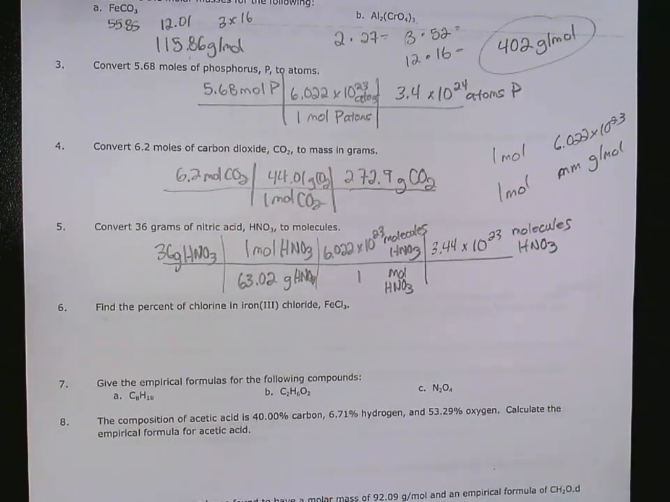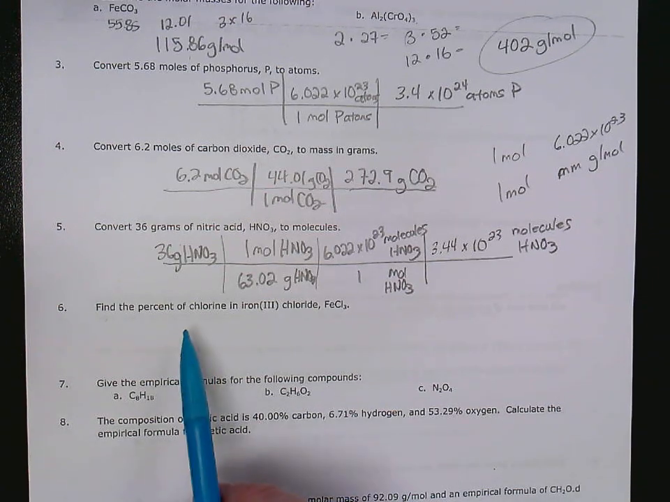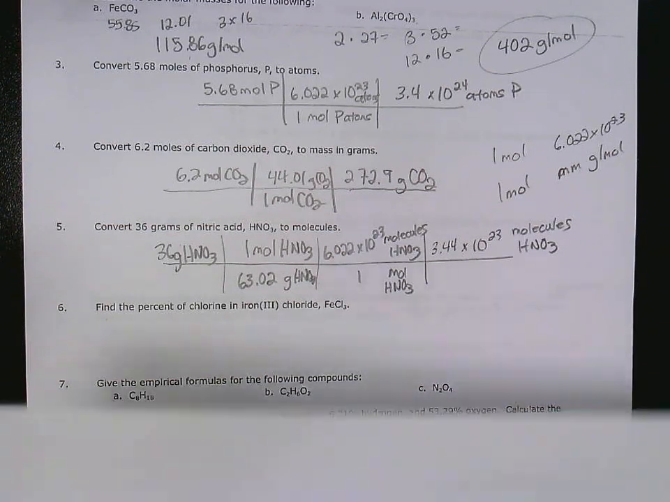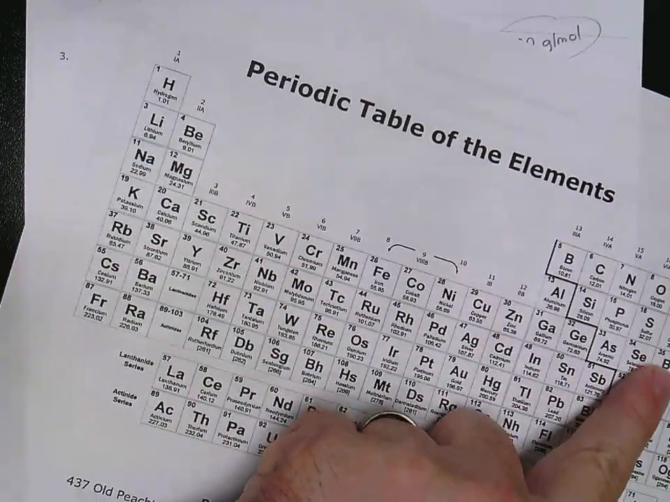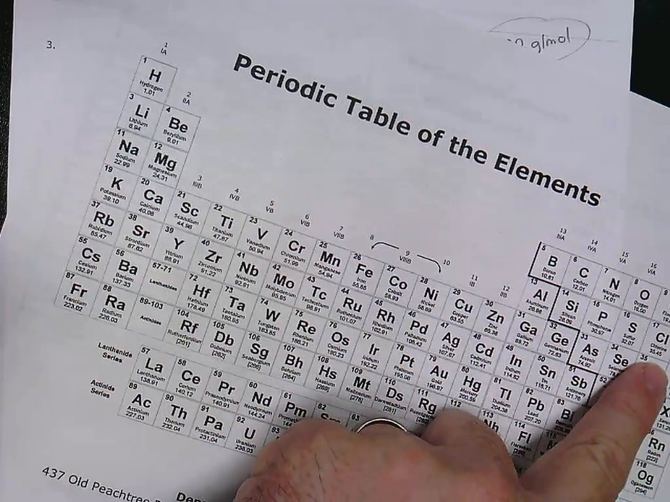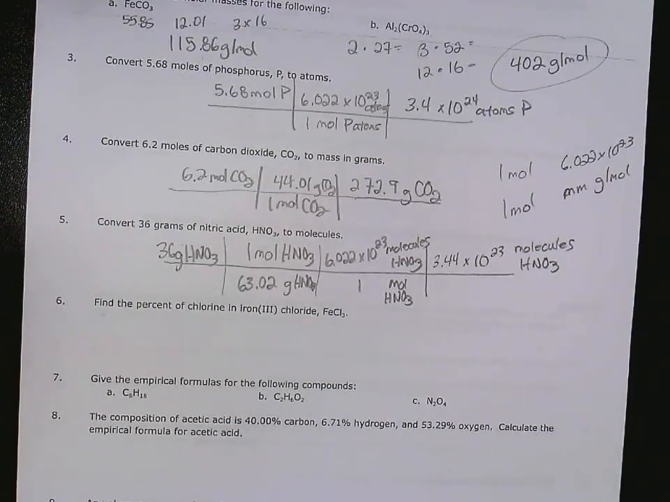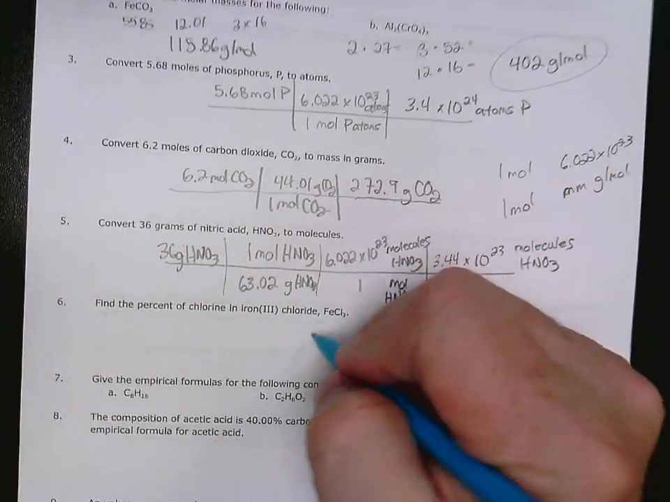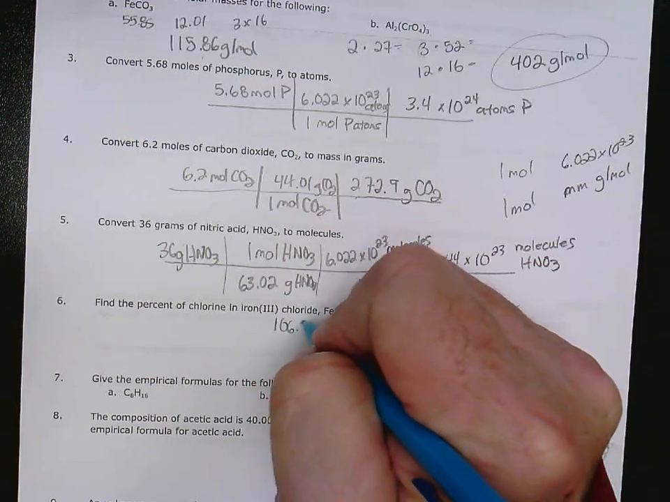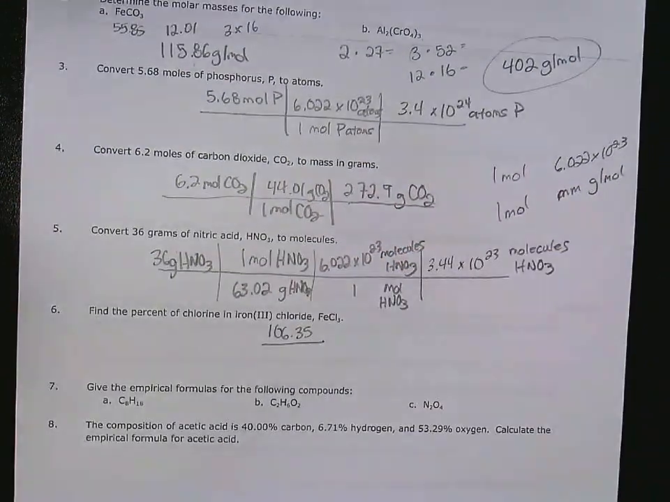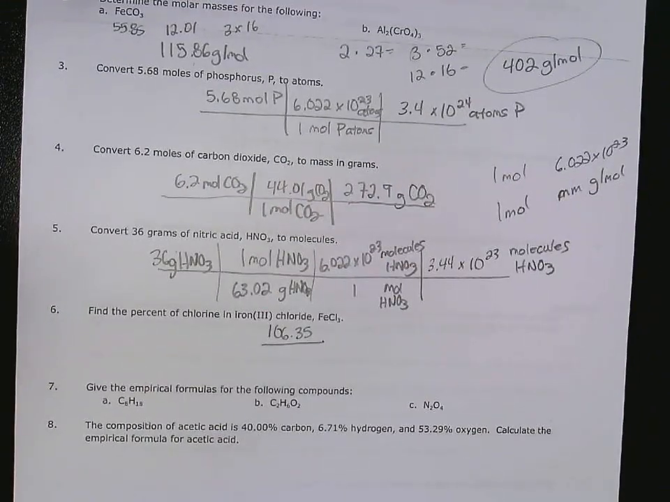Okay, find the percent of chlorine in iron chloride. So it is the part divided by the whole. In this case, the part is the chlorine. So I have 3 times, and if I look on my friendly periodic table here, chlorine, right there, 35.45 grams per mole. So 3 times 35.45, enter. So I have 106.35 on top.